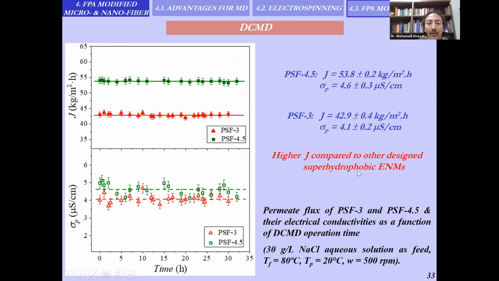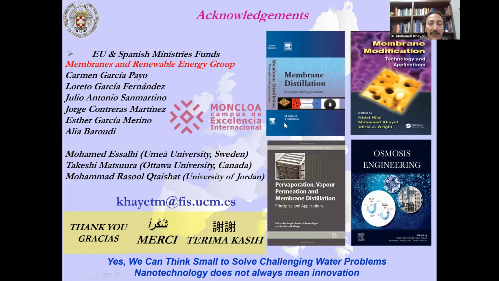So finally, just to sum up, I would like to say that FPI do migrate to the surface of flat sheet, hollow fiber, and nanofiber or microfiber surfaces, rendering them more hydrophobic with higher liquid entry pressure of water, robust for long-term operation of desalination by direct contact membrane distillation.